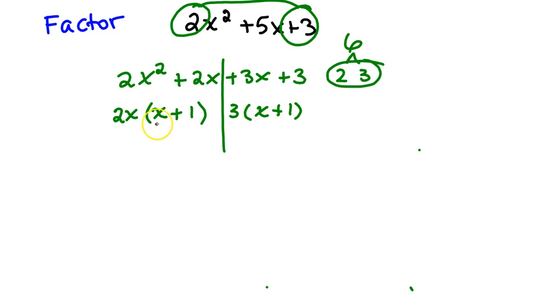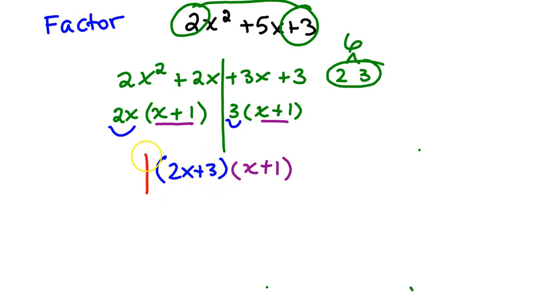Now our goal is to make sure that these two factors are the same, and they are. So I'm going to write that once, x plus 1. And then my second factor are these GCFs, so 2x plus 3. This right here is my final answer. I factored using factor by grouping.